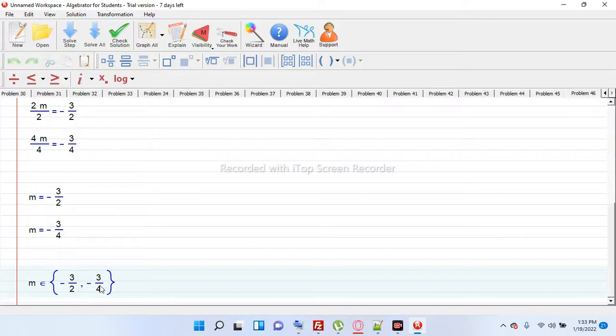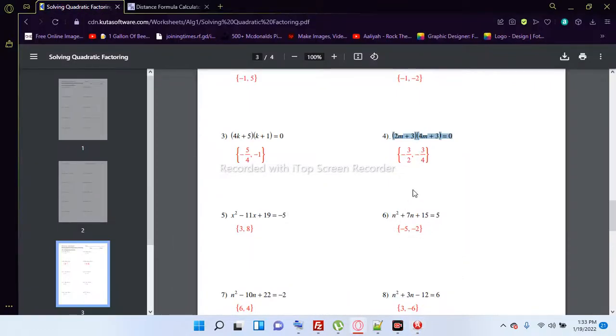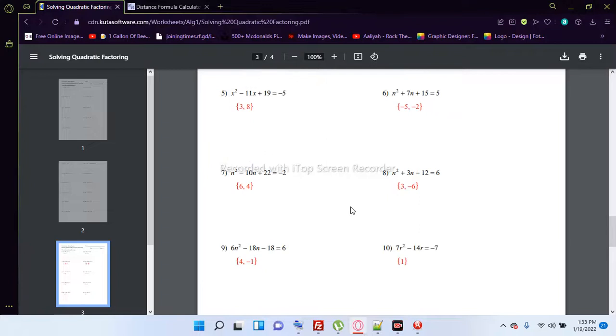Solve it all. Negative 3 over 2, negative 3 over 4. Okay, negative 3 over 2, negative 3 over 4. Negative 3 over 2, negative 3 over 4. Look at that. You understand? Do you understand?